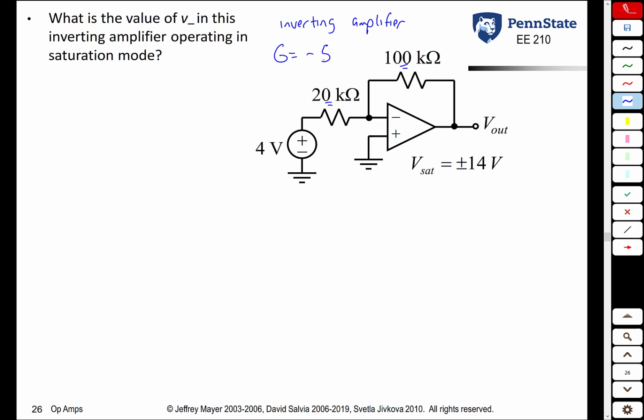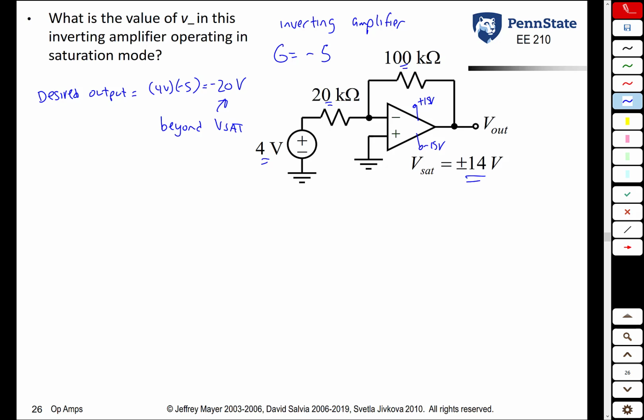Because the input is 4 volts, the desired output would be 4 volts times minus 5, which is negative 20 volts, which is beyond the saturation voltage. The saturation voltage, we are told, is plus or minus 14 volts. Why is it plus or minus 14 volts? Because we're probably powering this op-amp with, let's say, plus and minus 15 volts, and so the saturation voltage was something like 14 volts.